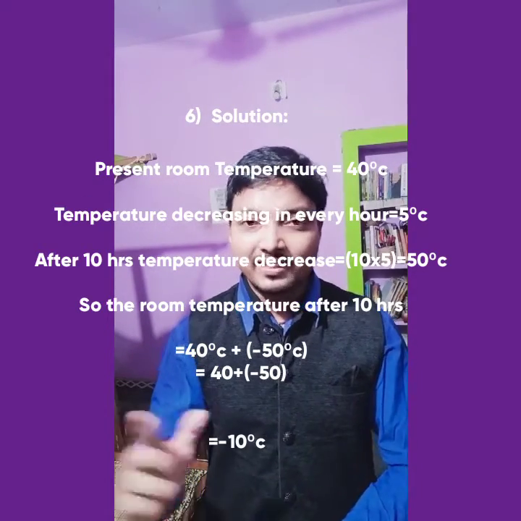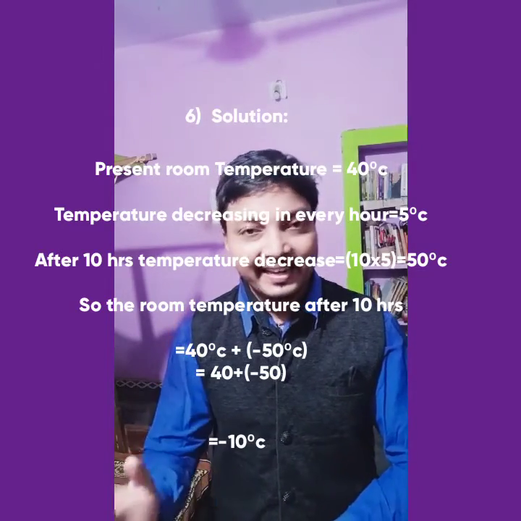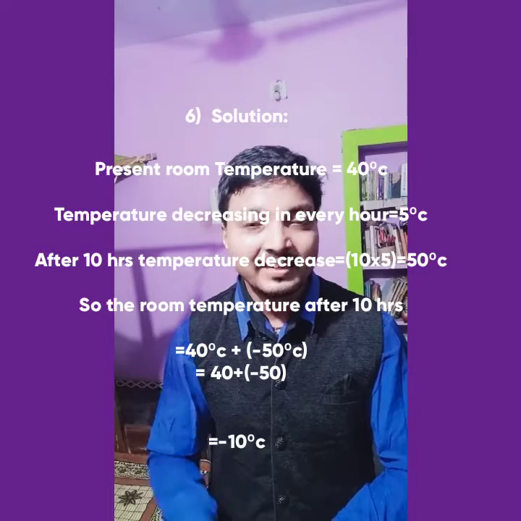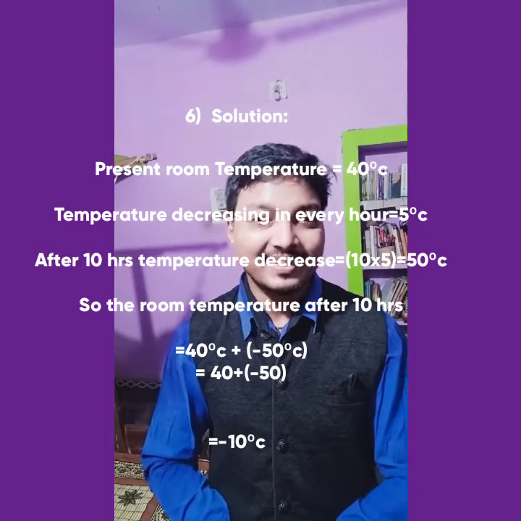One is negative, another is positive, so we have to do the subtraction, and the subtraction result is 10. The greater one, 50, has the minus sign, so the result is minus 10. So after 10 hours the room temperature will be minus 10 degrees Celsius. Ready? Then after this, question number 7 is given.